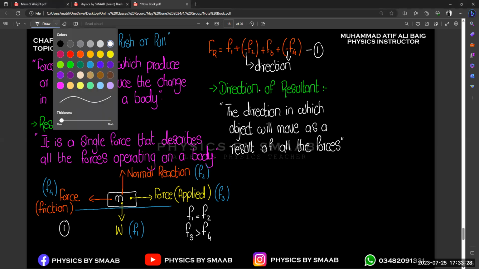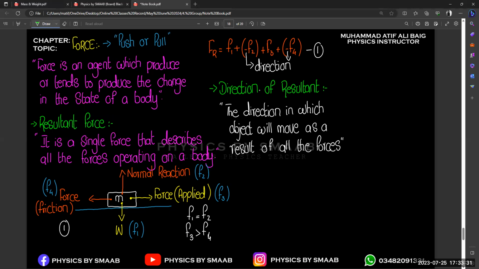Direction of resultant means, let's suppose I write the values for the same example, example number one. F1 is equal to, what is the SI unit of force? The SI unit of force is Newton, because there are three basic laws related to forces that we need to study. So let's suppose F1 is equal to 50 Newton, F2 is equal to 50 Newton, F3 is equal to 60 Newton, and F4 equals 40 Newton.